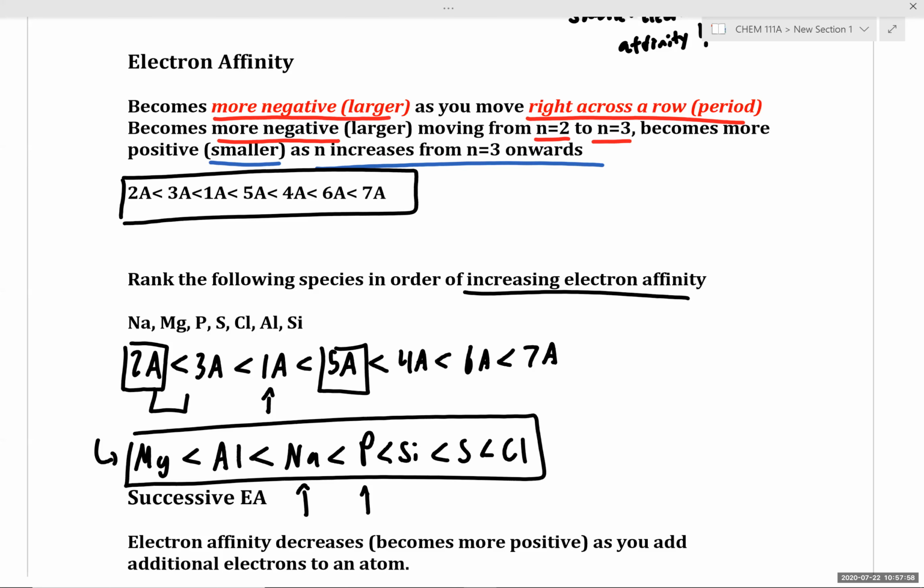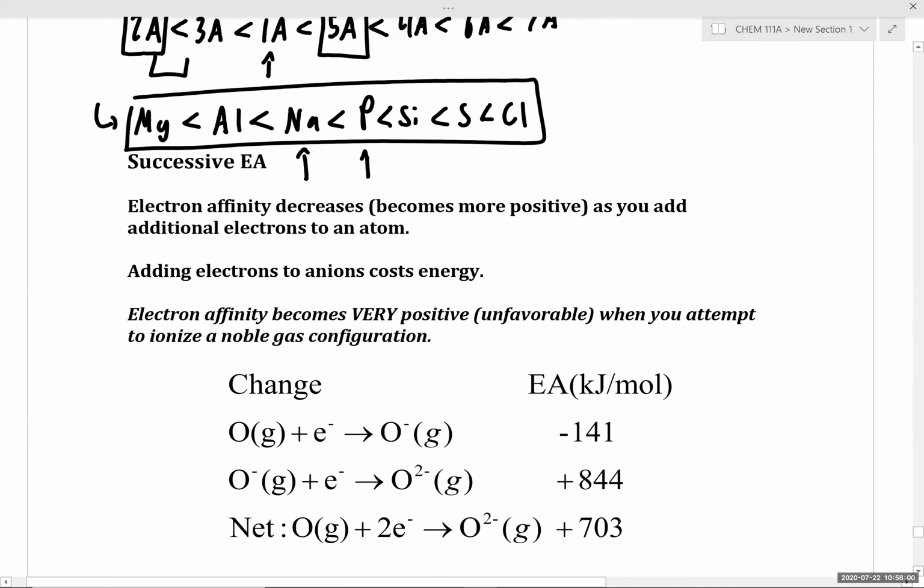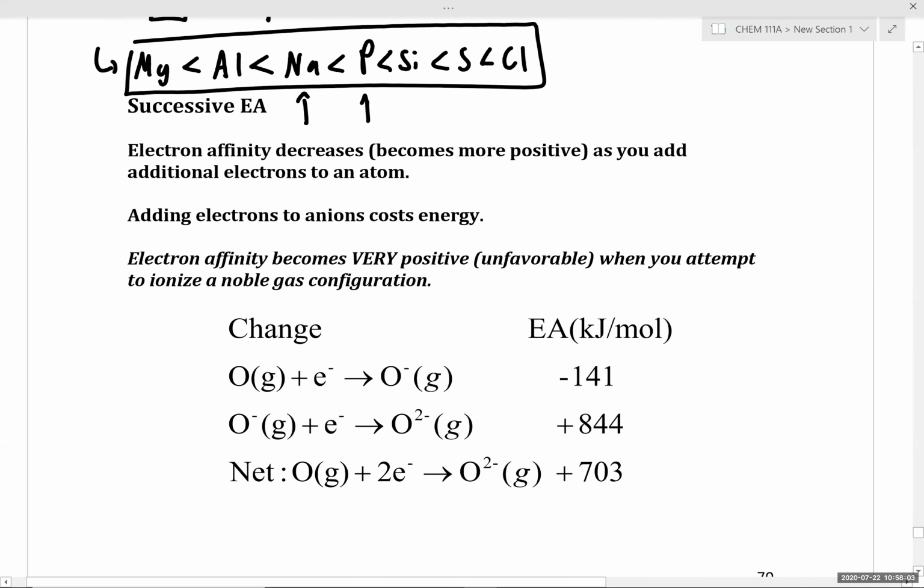Okay, so let's now discuss this idea of successive electron affinity. Just like successive ionization, you can successively add electrons to an atom, and the electron affinity can be recorded for each subsequent addition. So this would be the first electron affinity, this would be the second electron affinity.